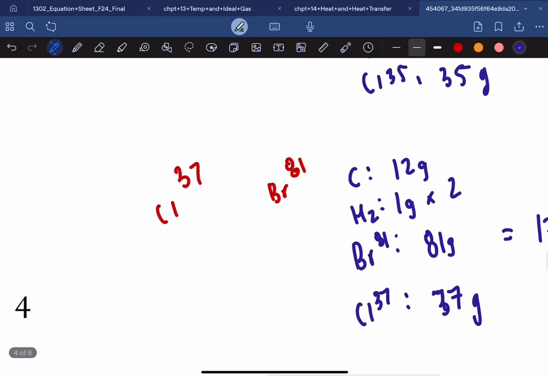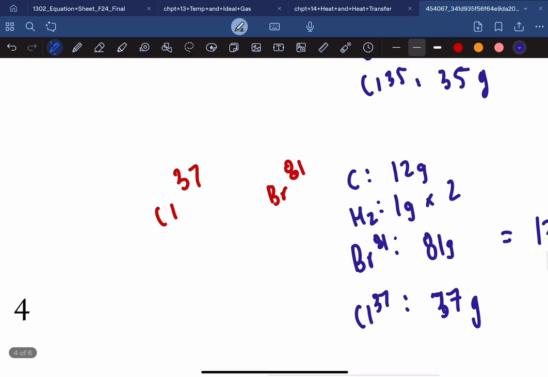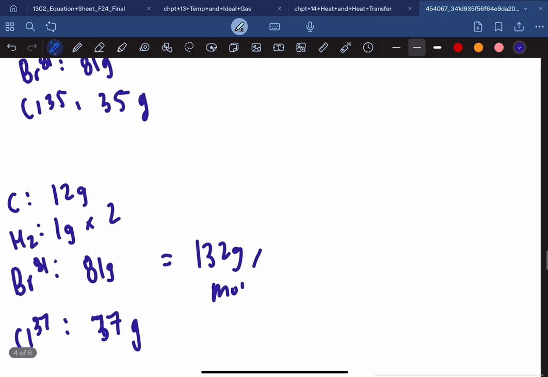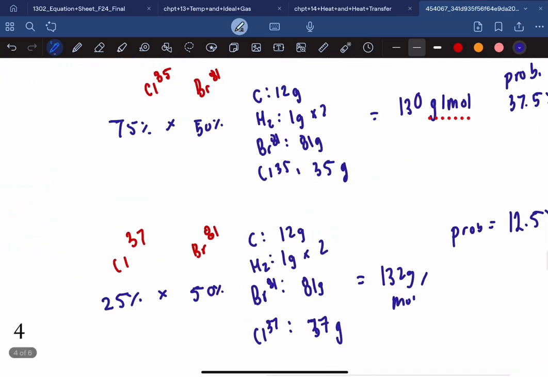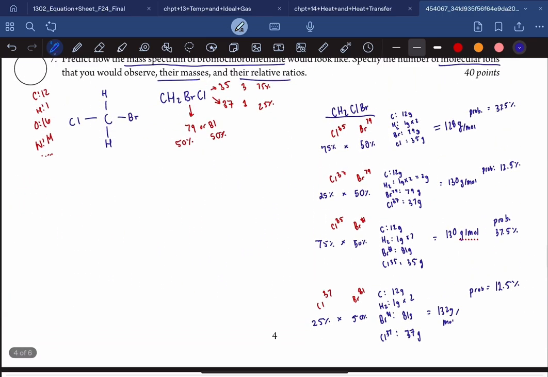And then do the math here. What's the likelihood that you find 37 chlorine? That's 25% of the time. And the bromine likelihood is always 50%. So when you do these together, your probability equals 12.5%, okay? So that's all the math done, right? Now we have to interpret what this means.